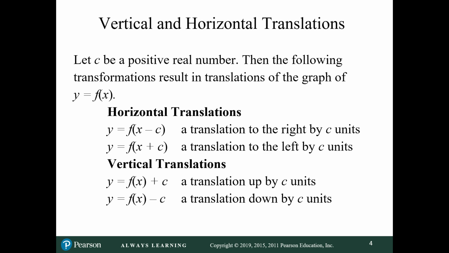Vertical transformations happen outside the parentheses. So plus moves it up, minus moves it down. So what happens outside the parentheses is what you'd think. What happens inside the parentheses is opposite of what you'd think. Okay? Because normally you see a plus, you go to the right. You see a minus, you go to the left. Well, it's opposite when you're inside the parentheses. So, inside the parentheses, left and right. Outside the parentheses, up and down.